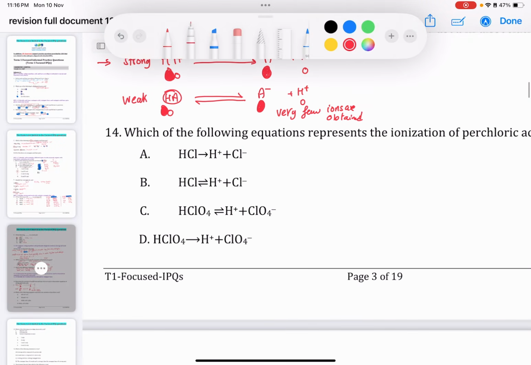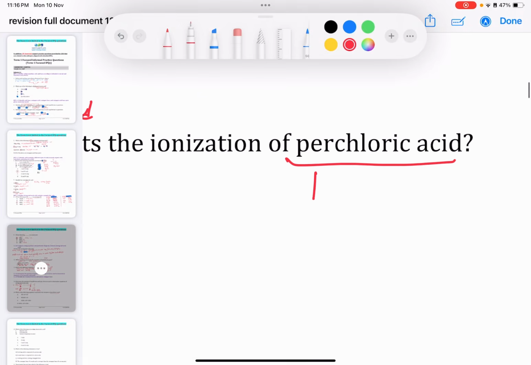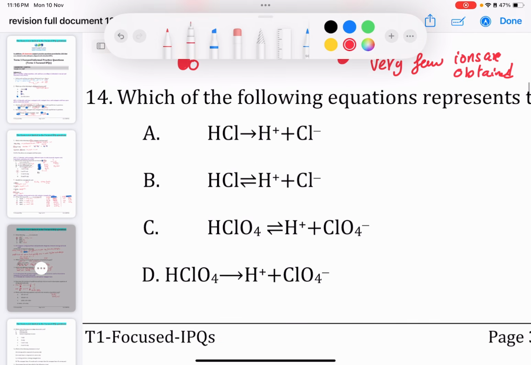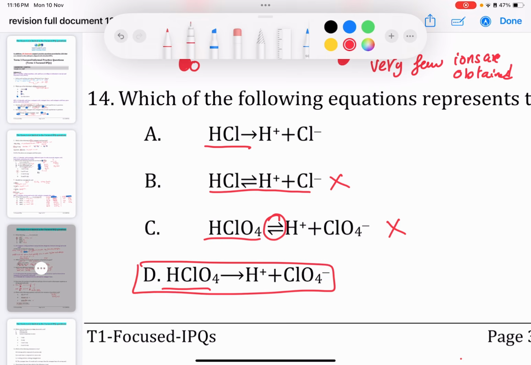Which of the following equations represent the ionization of perchloric acid? Perchloric, just like I mentioned, is HClO4, and that's a strong acid. So that's hydrochloric acid. This is a wrong ionization for a hydrochloric acid. This is perchloric acid, but that's the wrong ionization because they are saying that this perchloric acid is weak while it's a strong acid. So that's the correct answer.